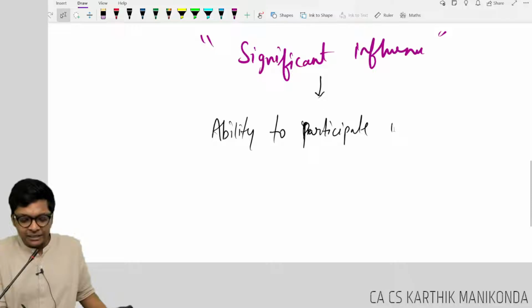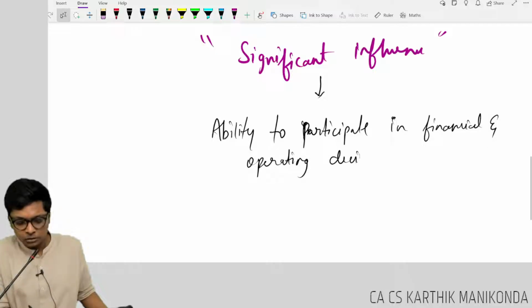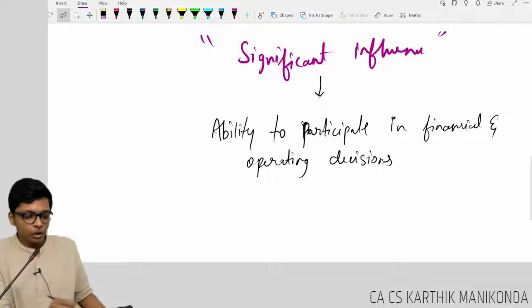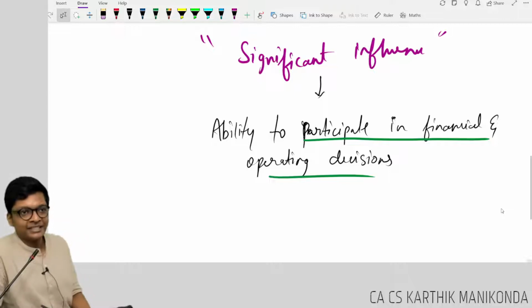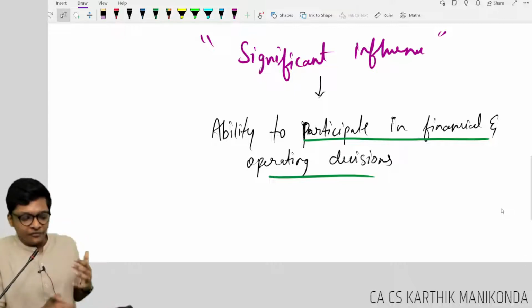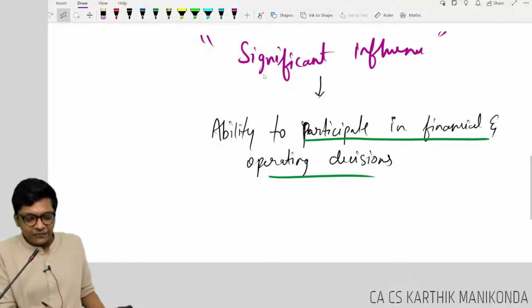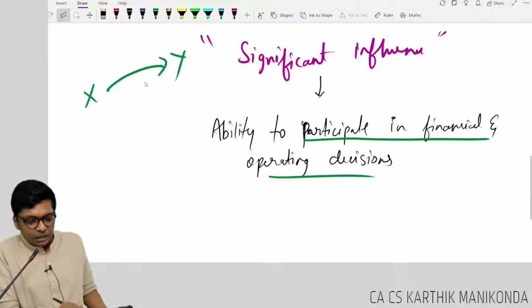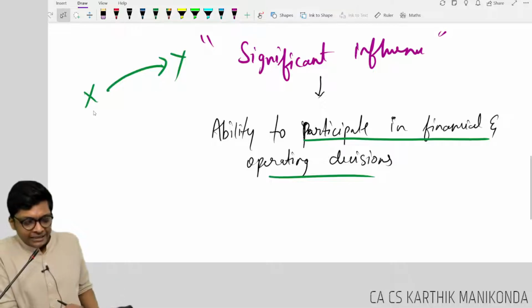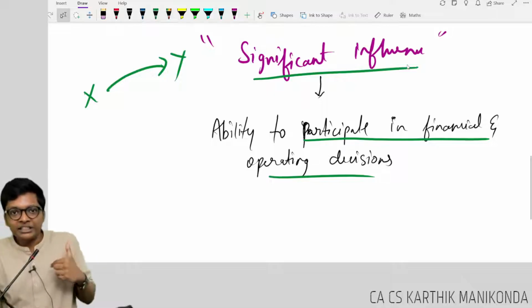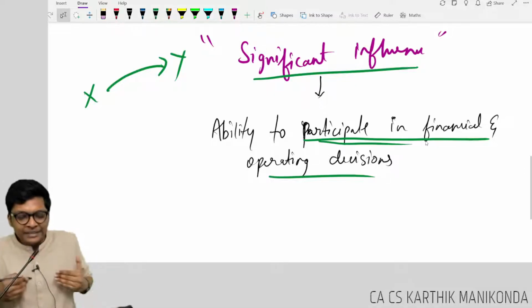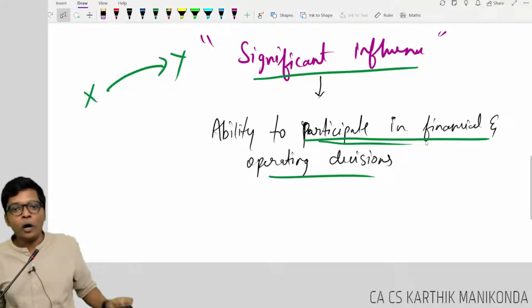Ability to participate in the financial and operating decisions of an entity. So what is significant influence? Ability to participate in the financial and operating policy decisions of a company. So to know if one entity is an associate of another, I have to check, let's say if X is investing in Y, the relationship is associate. I have to check if there is significant influence. How do I check what is significant influence? Check if there is an ability to participate in the financial and operating decisions.